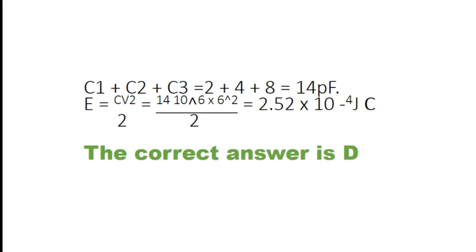So how do we get to option C? First of all, we need to calculate the capacitance of the three capacitors. So the capacitance of the three capacitors is C1 plus C2 plus C3. That is 2 plus 4 plus 8. And that will give us 14. So now that we have that, we can now say that our energy is equal to the capacitance times the potential difference squared, all over 2. This will give us 14 times 10 raised to power minus 6 times 6 square, all over 2. So our final answer will be 2.52 times 10 raised to power minus 4 joules, which is option C.